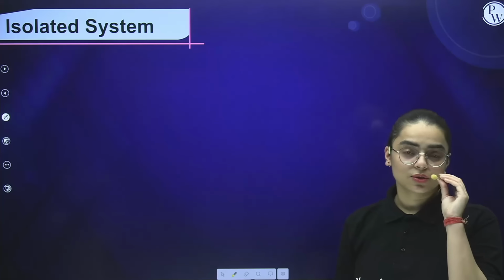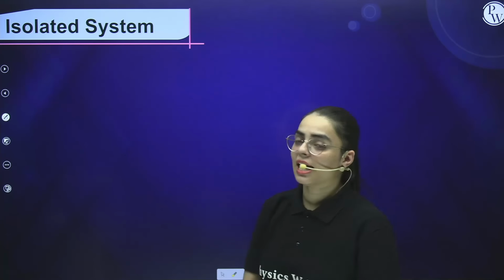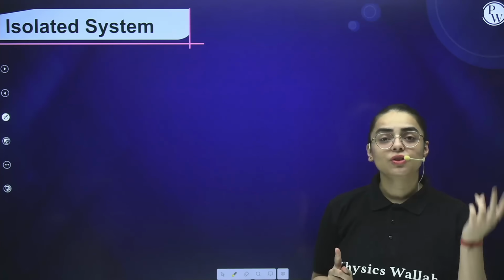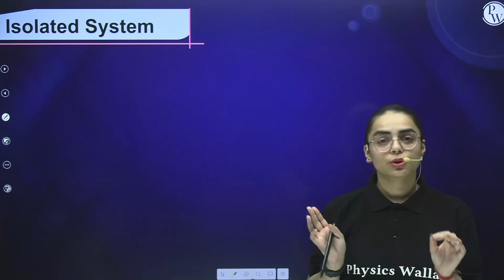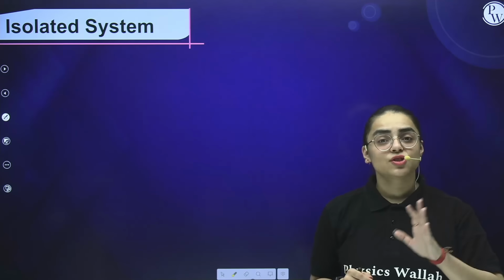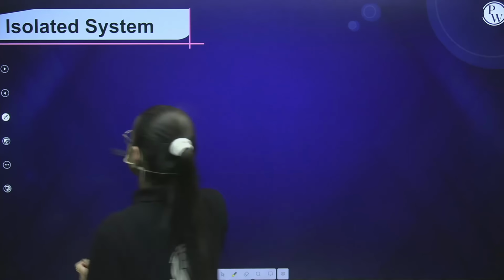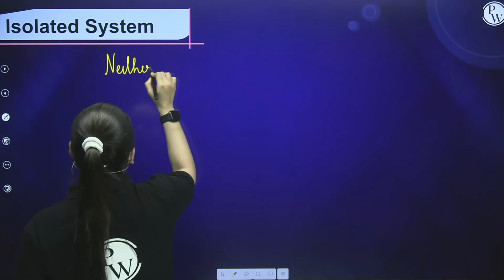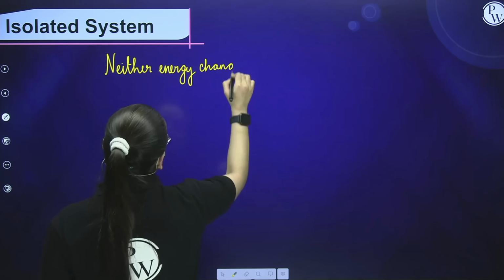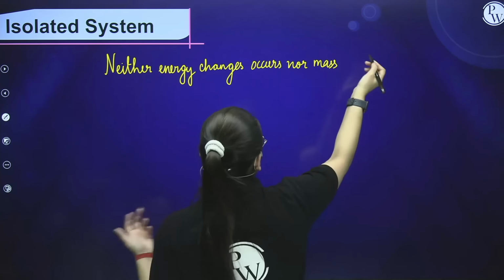Now comes the next kind of system, which is known as isolated system. Now students, let us see all of these three cases and then we are going to define the isolated one. So if I'm going to see the open one, there will be complete transfer of the mass and the energy. If I'm going to talk about the closed one, we are going to observe only the transfer of energy. Now when I'm going to talk about the isolated one, I'm going to see neither there is an exchange of mass nor there is an exchange of energy. So both of these won't exchange over here, right? So we are going to write over here, it is neither energy change occurs nor mass change or matter change.